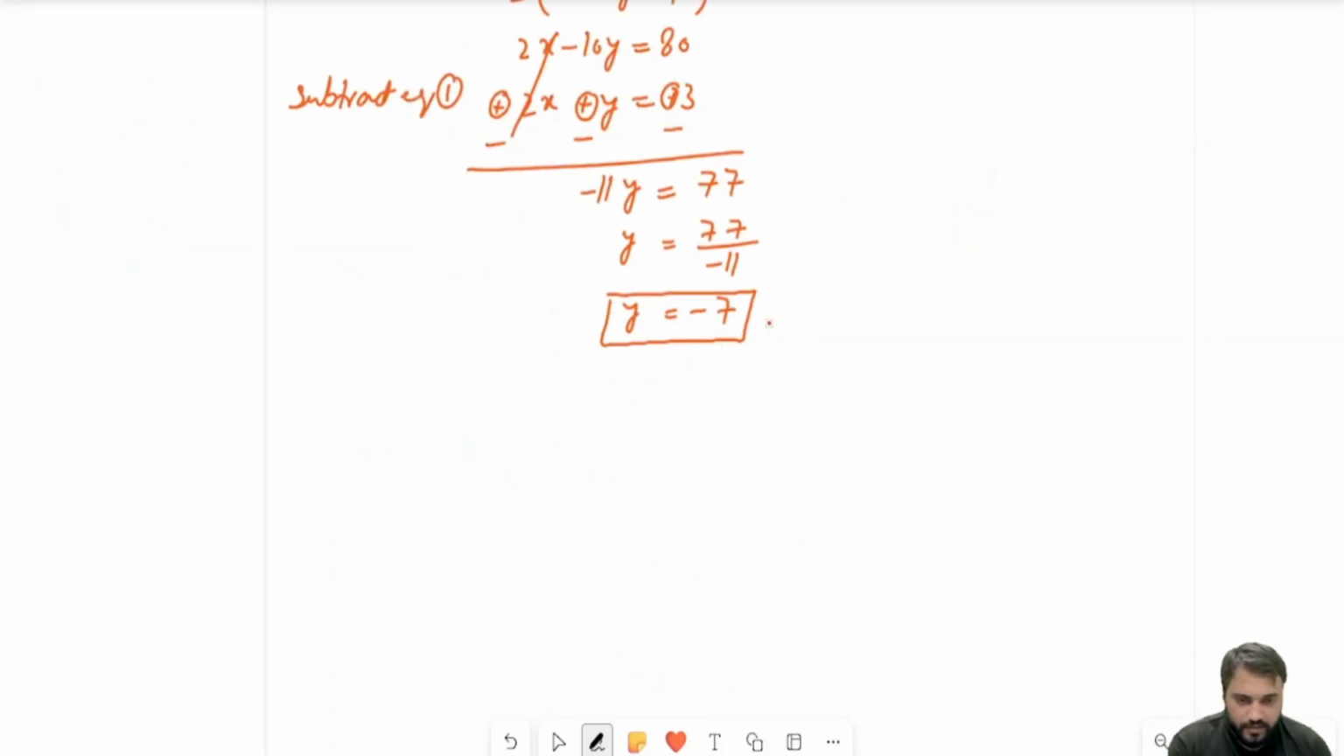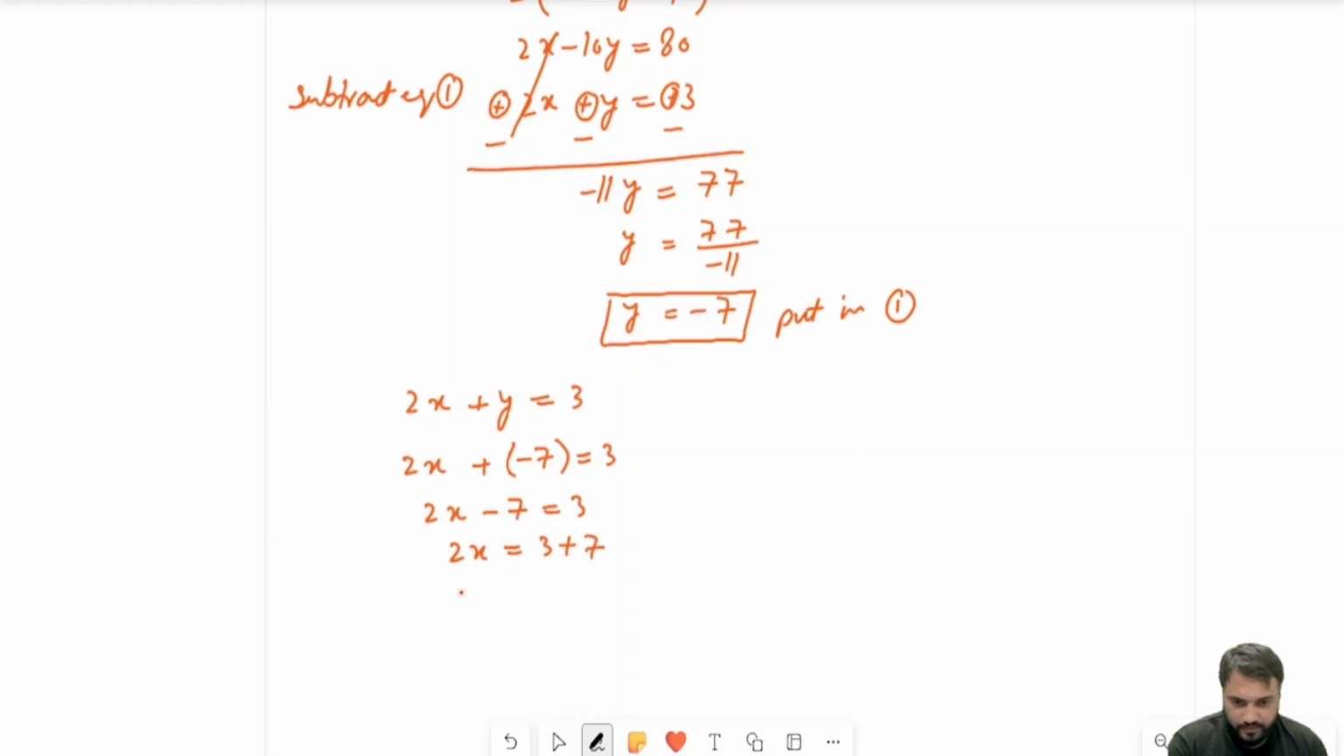Now to find variable x, I'm going to put this in one of the above equations. Put in 1. Our first equation is 2x plus y is equal to 3. So 2x plus value of y, that is minus 7, is equal to 3. Simplify it, plus into minus, that is 2x minus 7 is equal to 3. 2x is equal to 3 plus 7, and further, x is equal to 10 over 2. The answer is 5. So the value of x is 5.